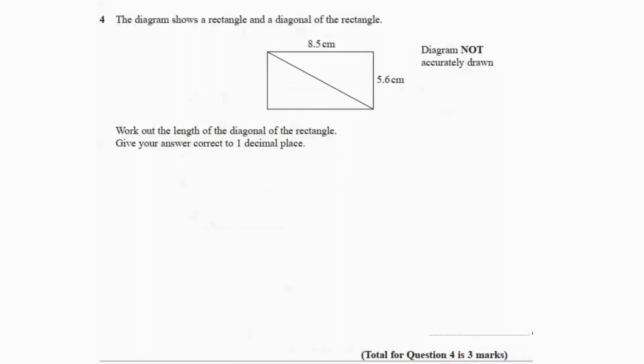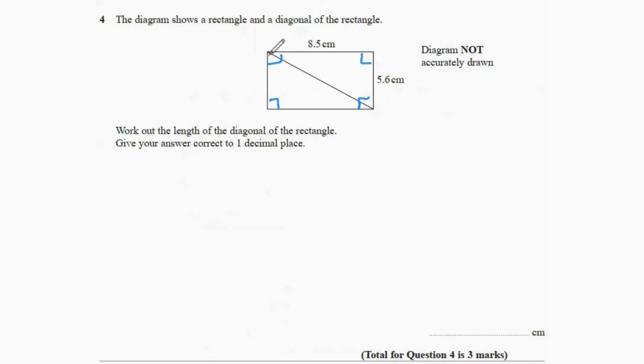Then the next question says the diagram shows a rectangle and a diagonal of the rectangle. Work out the length of the diagonal of the rectangle. Once again, the same type of question but worded differently. We have to find the hypotenuse again. In a rectangle, you need to remember that all angles are 90.